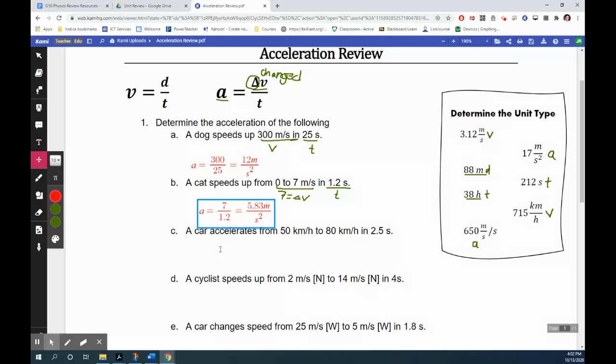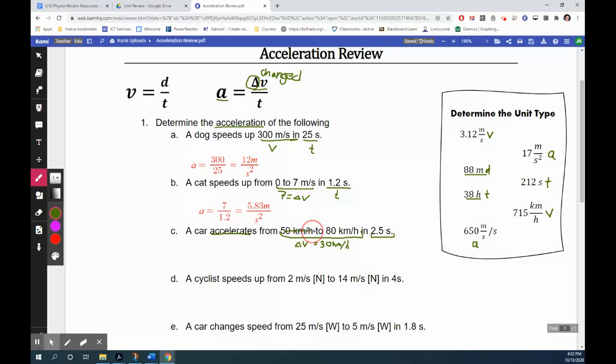There we go. A car can accelerate from 50 to 80 kilometers an hour in 2.5 seconds. We have two different speeds here. What we did here too, here it is clear that the change was 7. What's the change here? Remember that we care about the change in velocity if we want acceleration, okay? And that's what we're asking for, acceleration. And so we need the change. How much did it change? Well, it went up by 30. So the change in velocity, if we look at these two numbers, is 30 kilometers per hour.